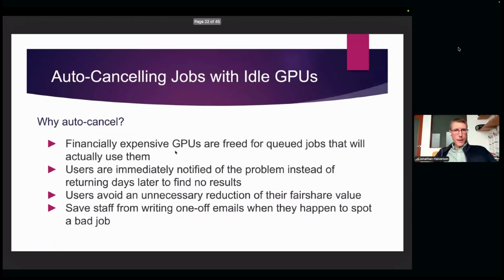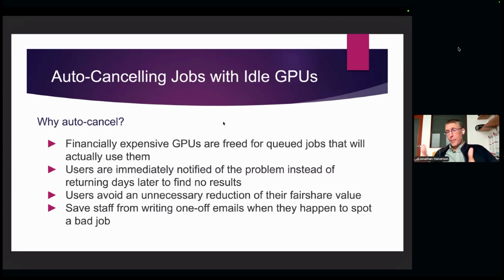Okay, we saw the on-demand helper app. So let's move on and talk about auto cancellation. This is something we've been doing for well over 2 years. And so here are some reasons to do it. Of course, the GPUs are very expensive, and so you want them to be used for jobs that actually use them. And by canceling immediately, the user knows that there's a problem.